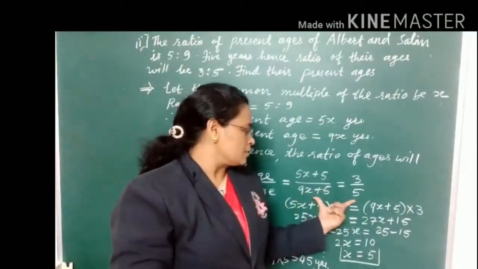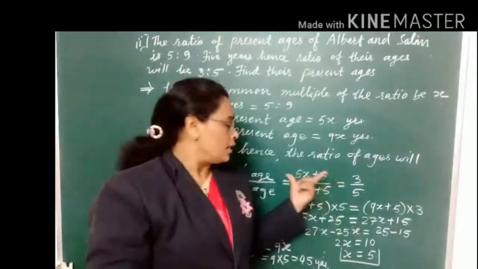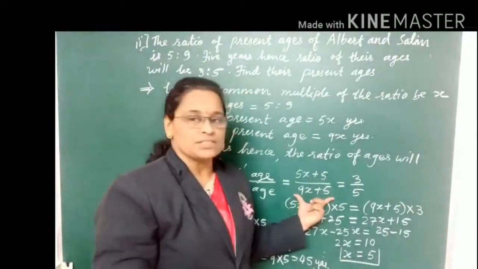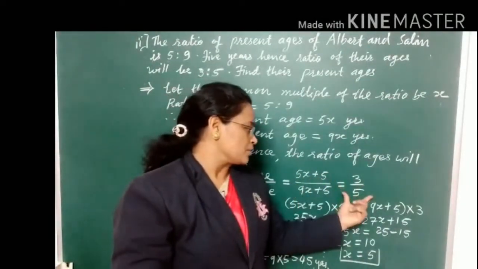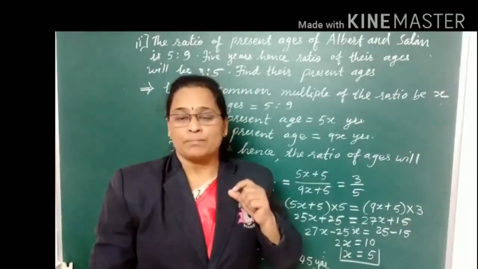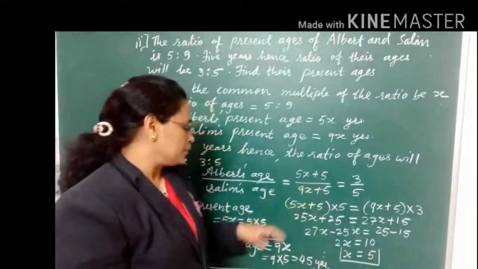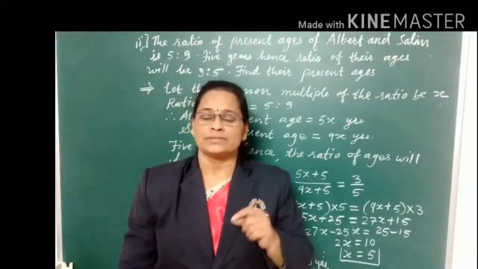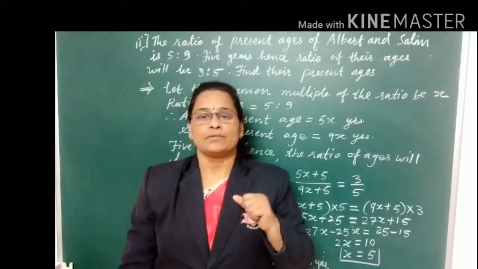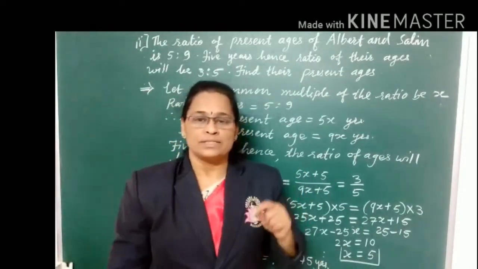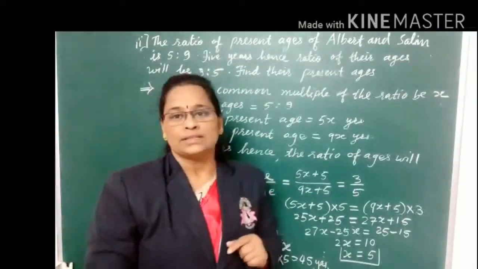Now this is the important step: after 5 years Albert's age is 5x plus 5 and Salim's age is 9x plus 5, and the ratio is going to be 3:5. So this equation should be very proper. Then only you will be able to find the proper ages of Albert and Salim. So study these examples from both practice set 4.1 and 4.2 and practice all these examples.